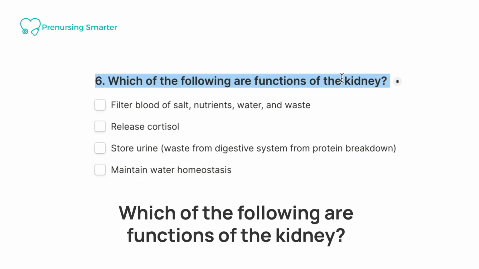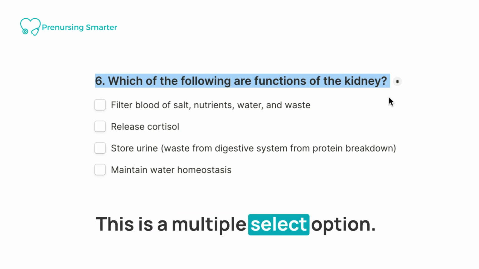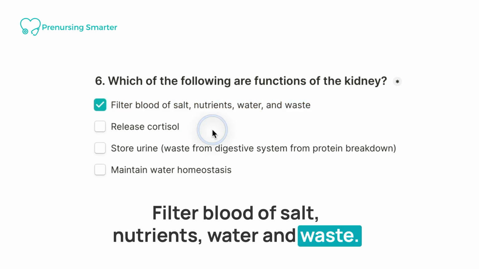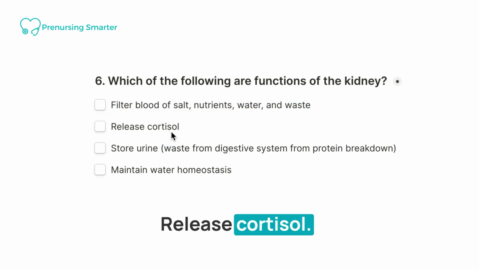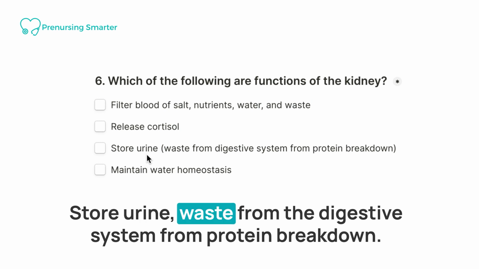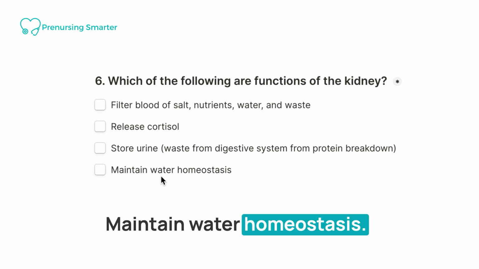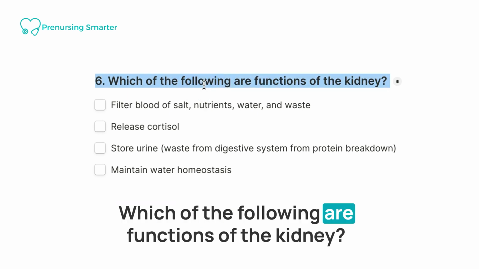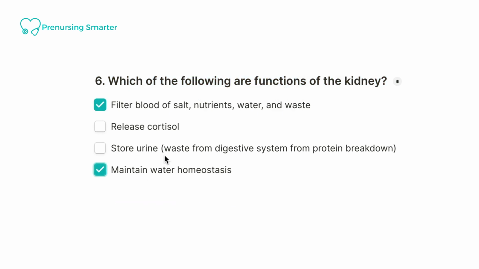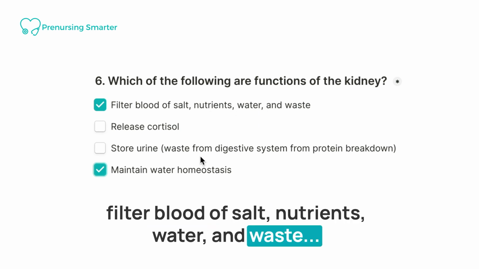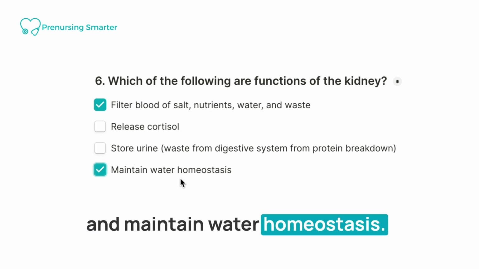Question 6. Which of the following are functions of the kidney? This is a multiple select option. Filter blood of salt, nutrients, water, and waste. Release cortisol. Store urine, waste from the digestive system from protein breakdown. Maintain water homeostasis. Which of the following are functions of the kidney? The answers are filter blood of salt, nutrients, water, and waste, and maintain water homeostasis.